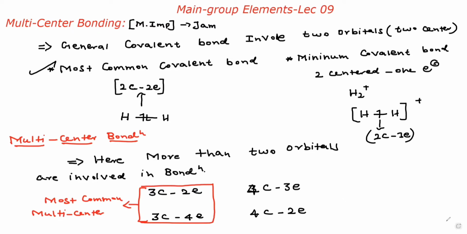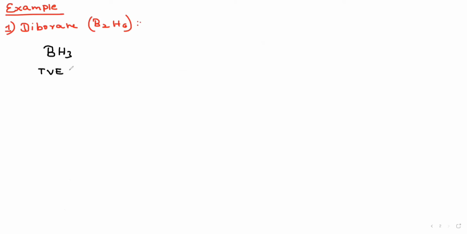Now let's start. Please note. First example, that is diborane. What is the formula? B2H6. This is diborane. Now, a very important point. BH3: what is the total valence electron? Boron belongs to group 13, therefore 3 valence electrons. Hydrogen is 1 electron, 3 hydrogens, 3 electrons. Therefore 6 electrons. Therefore, this is electron deficient.